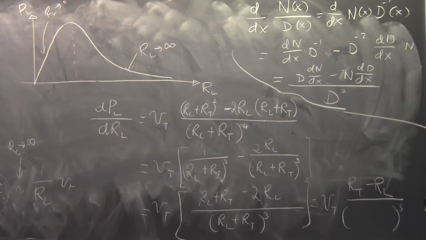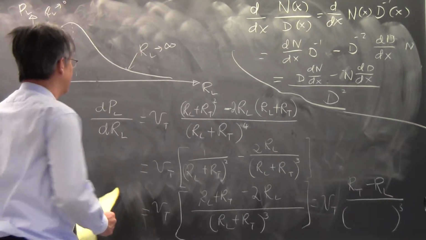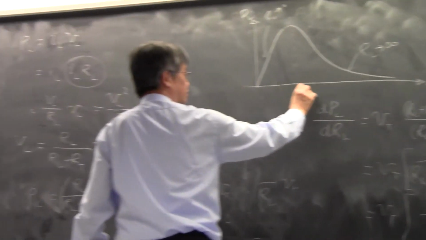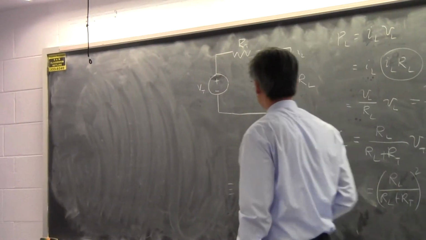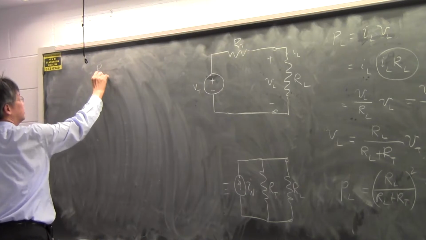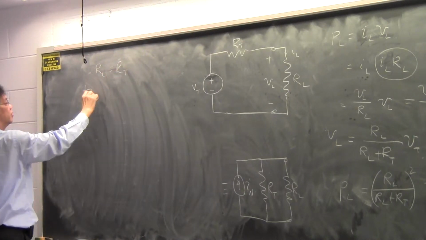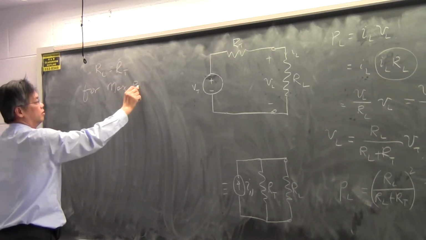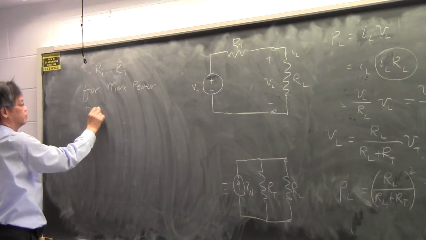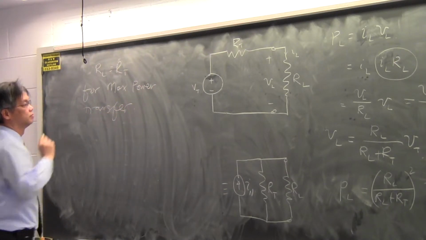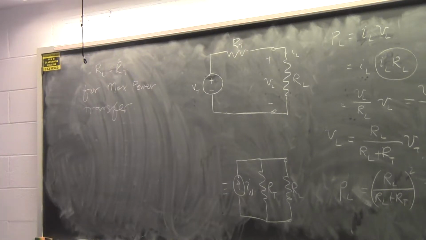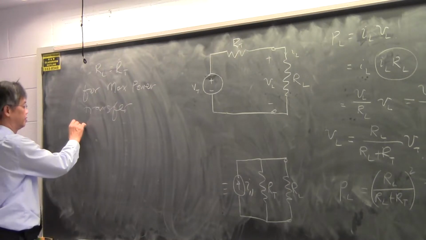So I would have that, and you see where the turning point is, where the stationary point is. And then this thing becomes 0 when RT equals RL. So this is quite obvious that the turning point occurs at RL equals RT for max power transfer. Okay, that is a very simple thing. So RL has to be equal to RT. And this concept is called matching.